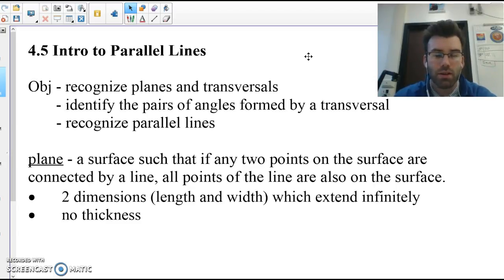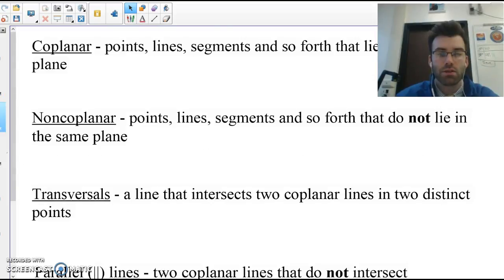Well, what is a plane? The definition is there for you. It's a surface such that if any 2 points on the surface are connected by a line, all points on the line also lie on the surface. It's 2 dimensions, length and width, which extend infinitely, and it has no thickness. Think of a plane as like a piece of paper. That's what a plane is. We're not going to deal a whole lot with planes, I just want to introduce what the actual term is.